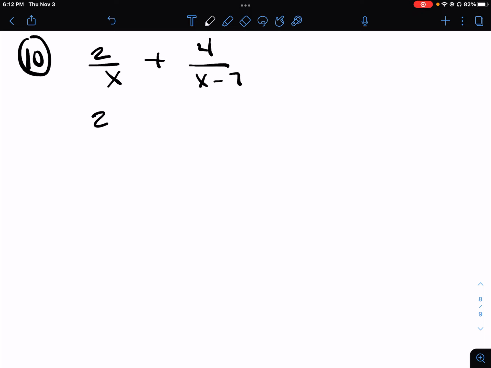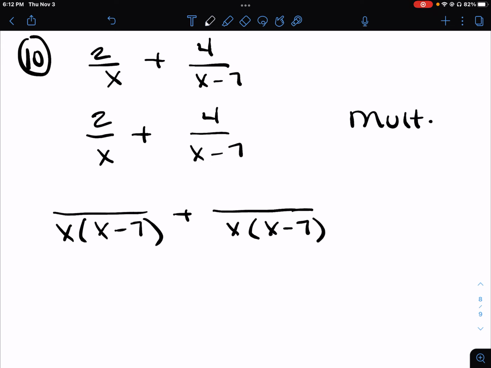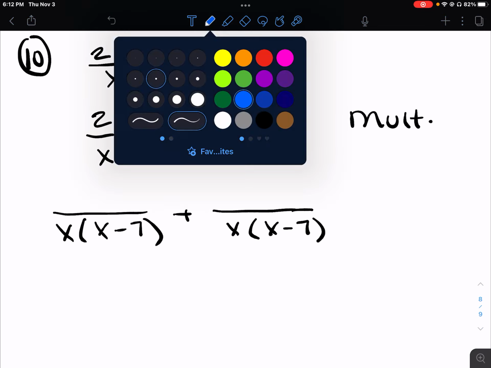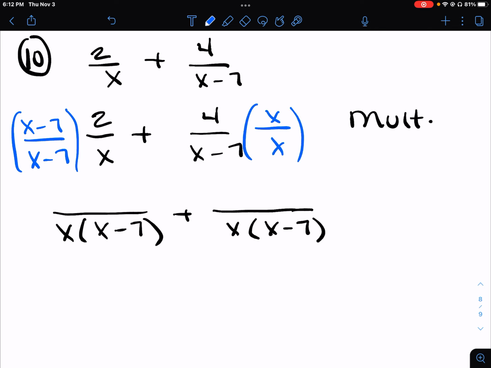Okay, here we are adding fractions, so we need the same denominator, which we can get by multiplying. So our common denominator would be x times x minus 7. On the left, it already had x, so we multiplied by x minus 7. On the right, it already had x minus 7, so it needs a times x so that these denominators match.